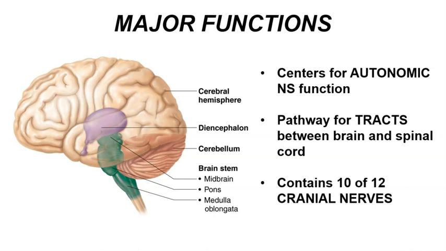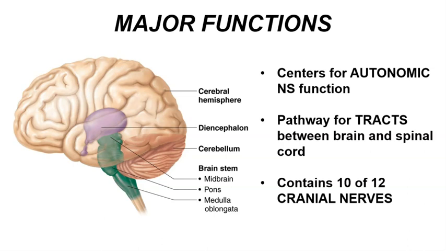So the brainstem as a whole contains centers for autonomic nervous system functions, so it does have some overlap with the functions of the hypothalamus. It contains the pathways for tracts, so that's neuron axons that extend between the higher levels of the brain, like the thalamus, the cerebrum, or even the cerebellum, and the spinal cord. So essentially the brainstem is serving to connect the spinal cord to all of the other regions of the brain.